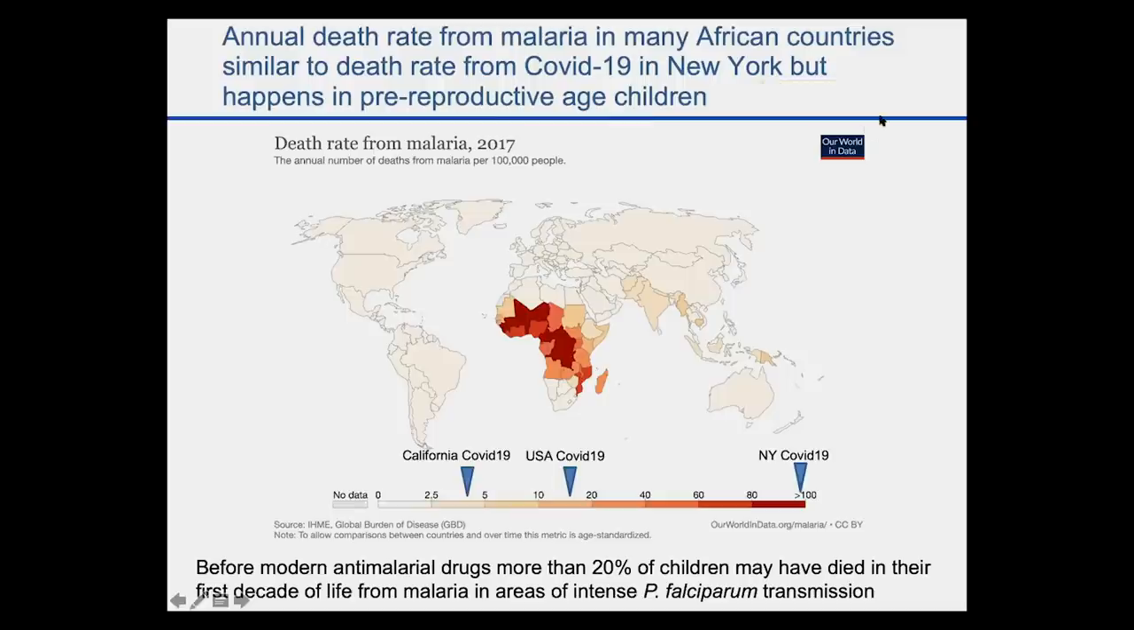So the annual death rate from malaria in many African countries is actually similar to the death rate from COVID-19 in New York. But the big difference is that the deaths from malaria parasites typically happen in pre-reproductive age children. So you can imagine that this has a very big impact on the human genome. It's estimated that before modern antimalarial drugs, more than 20% of the children would have died in their first decade of life from malaria. Typically, they would have been exposed to over 700 infectious mosquito bites each year. So you can imagine, again, that this would have a big impact on the human genome.